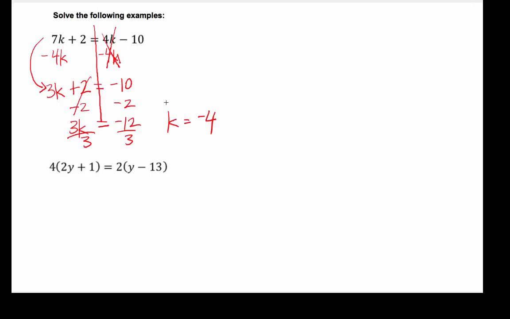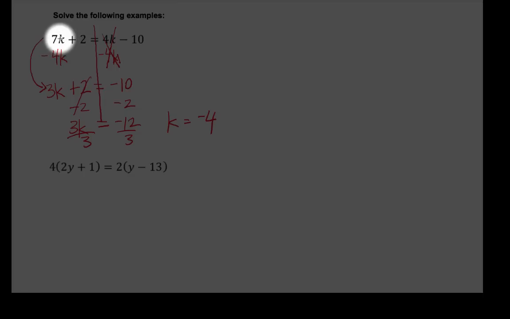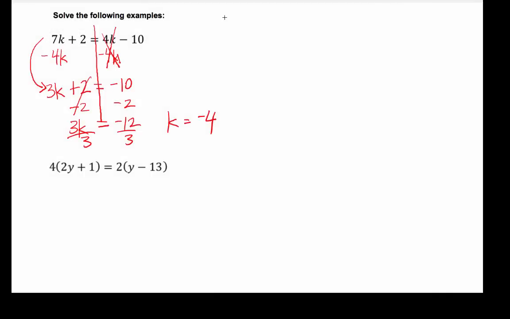Again, we can always check our solutions. I haven't been checking them, but I could always do that. If I put negative 4 in for k here, 7 times negative 4 is negative 28 plus 2. We want to know, does that equal 4 times negative 4, which is negative 16, minus 10? Negative 28 plus 2 is negative 26. Negative 16 minus 10 is negative 26. So it checks out. That is the solution.